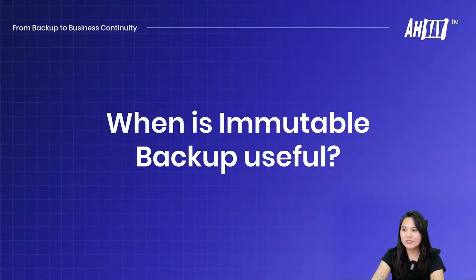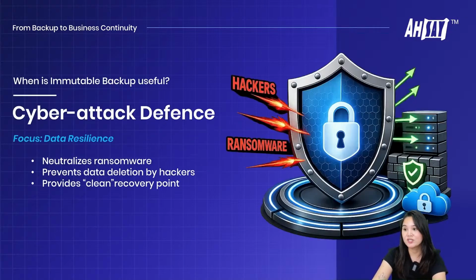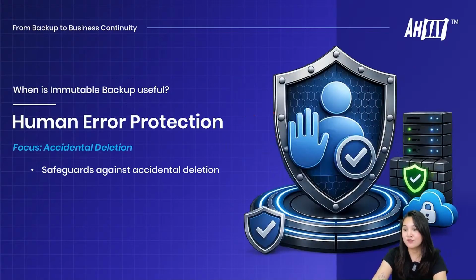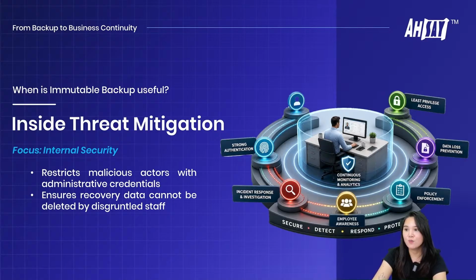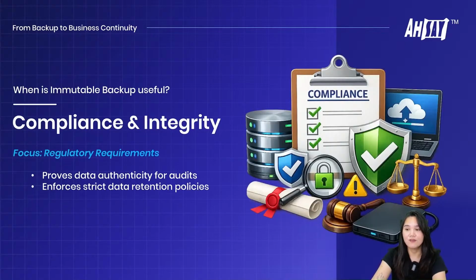So now that we understand what immutable backup is and why it matters, let's look at where it delivers the most value in real-world operations, starting with ransomware, where an untouchable recovery point can make the difference between fast recovery and prolonged disruption. Second, we have human error, protecting against accidental deletion or misconfiguration. Third, insider threats, where even privileged users should not be able to alter recovery data. And finally, compliance, where proving data integrity is just as important as recovering it.